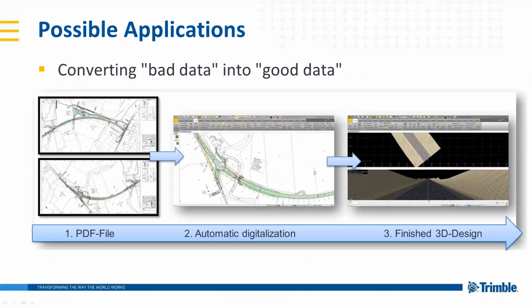So another big topic is converting bad data into good data, and that's a very popular application in Business Center. Let's say you receive a PDF file, you can drag and drop that into Business Center, and after you georeference the PDF, Business Center will digitize and extract the objects based on the vector PDF, and finally you will end up with a nice 3D design. So until we get proper design data from the job owner, there's some manual work we need to do, which is actually quite easy. And I will have an example.